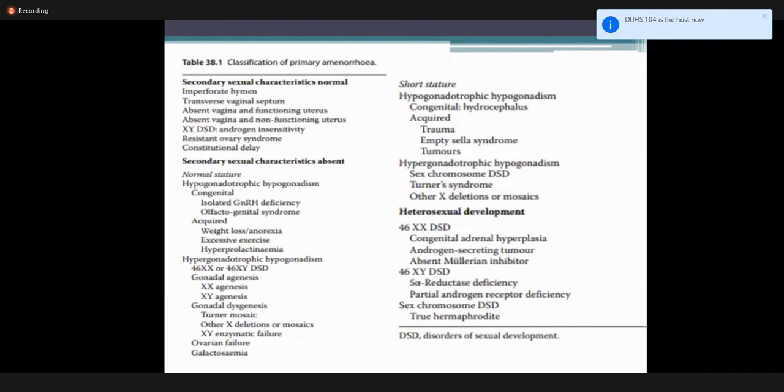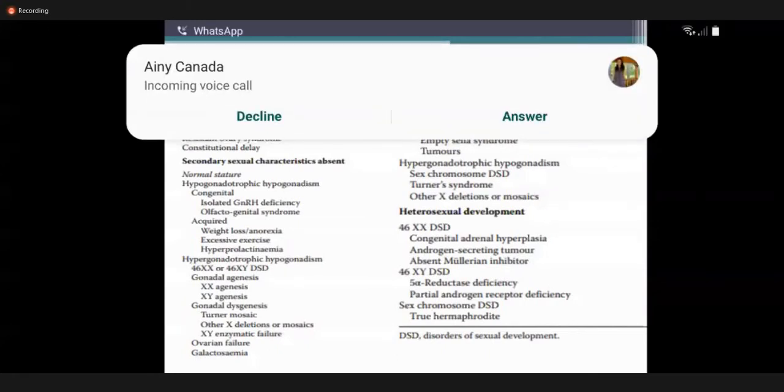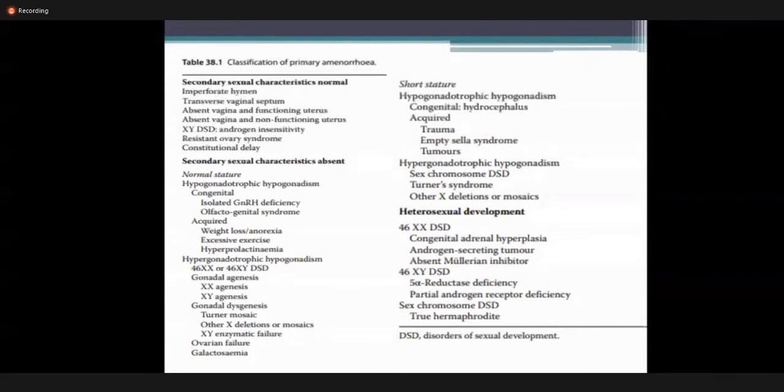Now, conditions in which the secondary sexual characteristics are absent. Girls having a normal stature, which is hypogonadotropic hypogonadism. What do you mean actually by hypogonadotropic hypogonadism? As the name suggests, hypogonadotropic, that is something related to the gonadotropin hormones. That is, the gonadotropin releasing hormone is not being properly formed from the hypothalamus.